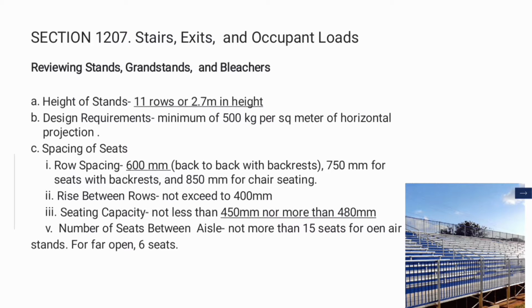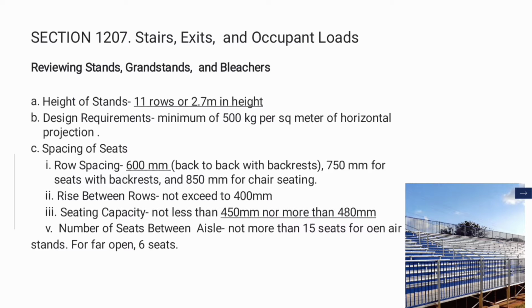And then the spacing of seats, for the row spacing, the minimum spacing of rows of seats measured from back to back shall be 600 millimeters for seats without backrest in open air stands. But for those seats with backrest, it should be 750 millimeters pertaining to its row spacing, and 850 millimeters for chair seating.